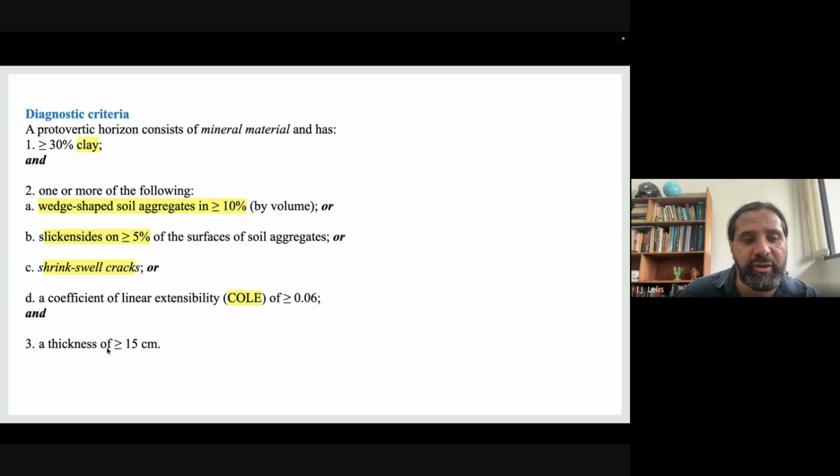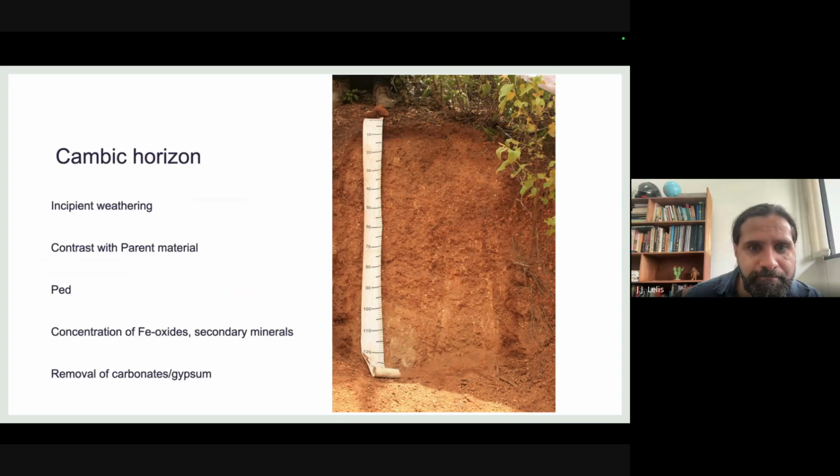And the minimum thickness of 15 centimeters. So we have, let's say, less demanding criteria, more optional criteria to identify some high activity clays in the soil with some movements or some materials or some features, but we don't have all the set that could fit to the vertic horizon, okay?